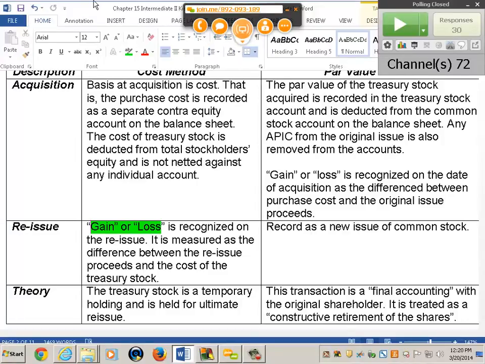And the treatment of the cost method as a lump sum reduction of total stockholders' equity is under the theory that this is a temporary holding. We're going to distribute those shares again. We're going to use them again. So when you buy it, it's at cost. When you sell it for more than cost, it's a gain. If it's less than cost, it's a loss, and it goes through stockholders' equity.